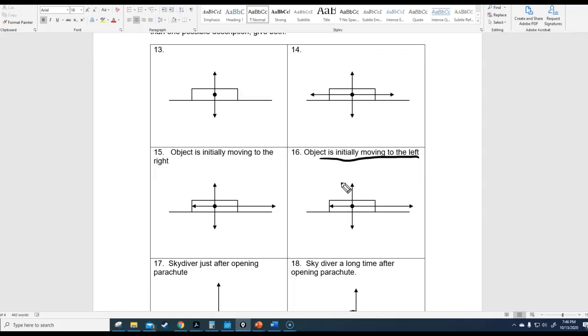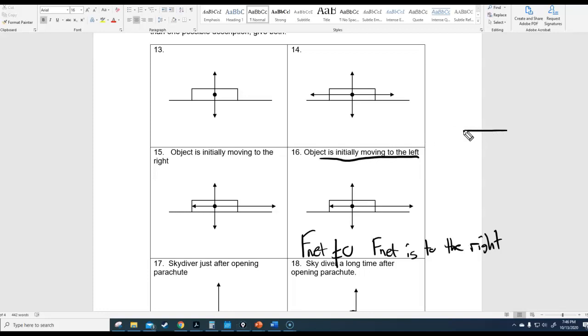Okay, so when I look at this FBD down here, I have a force down, a force up. If I add those together, they're going to cancel each other out. But the arrow to the right is longer than the arrow to the left. Now what that means is that the net force is not equal to 0. In fact, the net force is to the right. Now, what does that mean? Does that mean the object is moving to the right? No. In fact, it tells us the object is moving to the left.